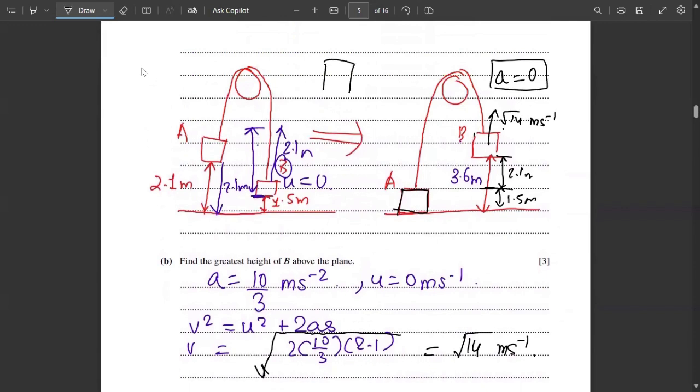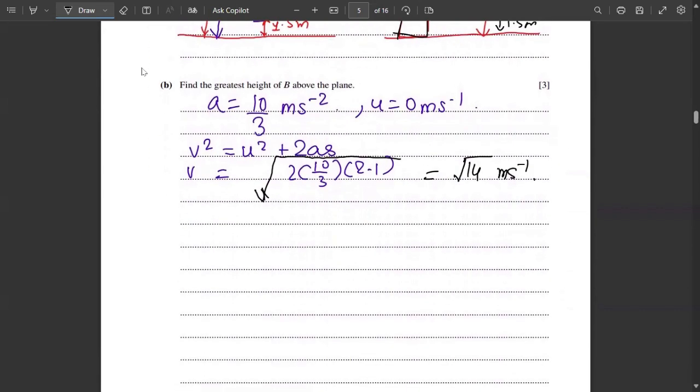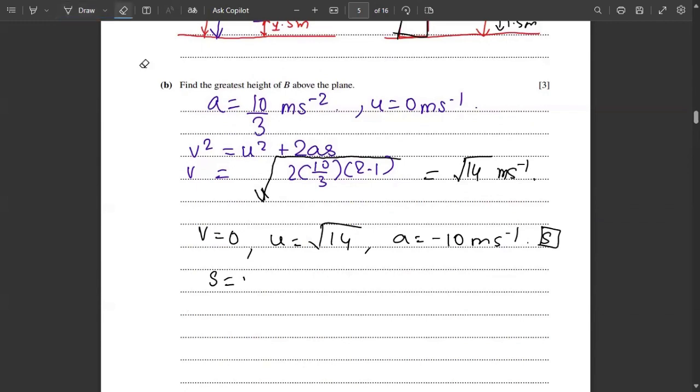So if I tell you that a particle is projected up at root 14 meter per second, what will be the maximum height it will travel? At maximum height, its velocity will be 0. The initial velocity we know is root 14, and the acceleration will be minus 10 meter per second square. What we need to find is the s. So we can use v square equals u square plus 2as. Yes, we can use that.